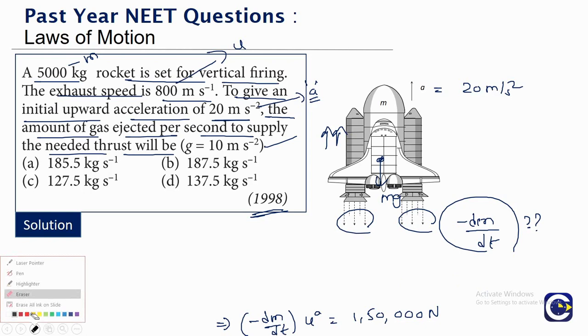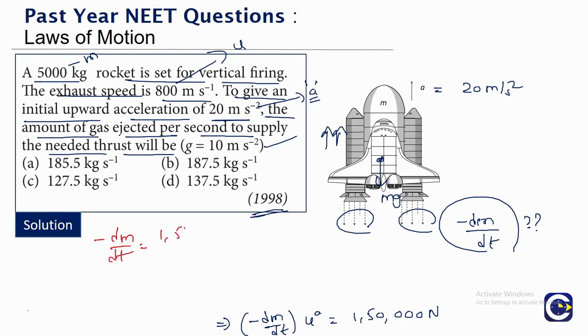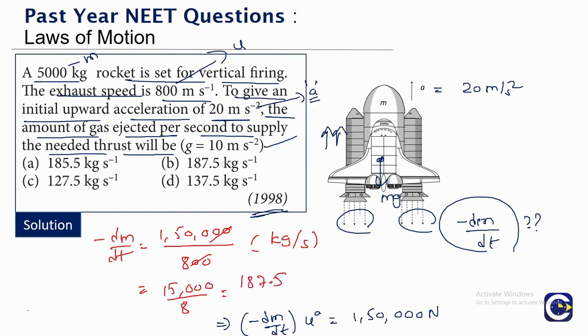So look at this. We are in the final step. The minus dm by dt, we will hold on the left side only. Minus dm by dt is equal to 1,50,000 divided by u, which is 800. Everything is in the SI system. This value is going to come in the unit kg per second. So hundreds will cancel. So what is it? 15,000 by 8. What is 15,000 by 8? It will be 187.5.